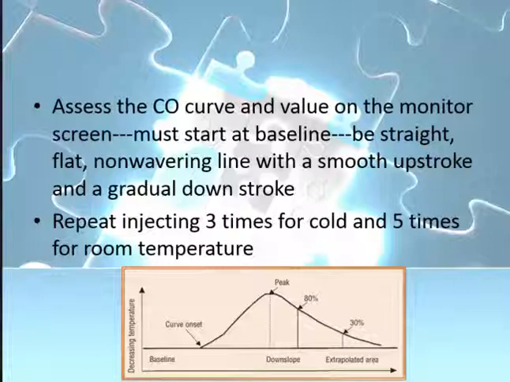So what the AACN says about this is that if the saline is cold, then you're going to inject 3 times. If it is at room temperature, you should do it 5 times. The reason for the variance is that cold is going to demonstrate more of a difference easier than room temperature. So I think there's some literature out there to support that a cold saline is more accurate.